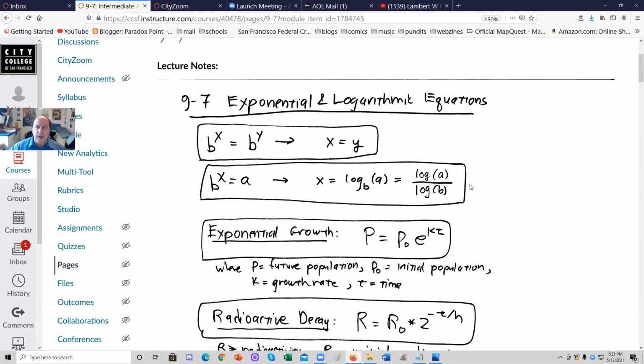Now, there are various equations involving exponentials. There's exponential growth of a population. P naught is the initial population, P is the later future population, K is the growth rate, and T is the time. Future population equals initial population times e to the power growth rate times time.